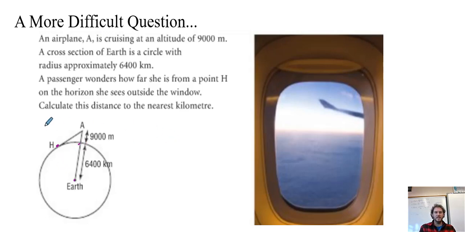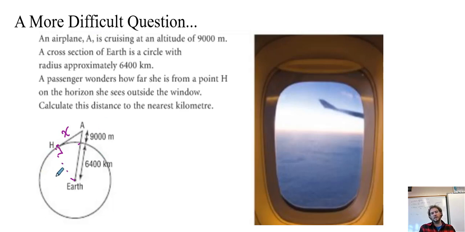So if I wanted to find the distance that she is away from that point, I can do that by using my property. If I draw in an extra line right here, this is my radius to that point of tangency. And what we know is that that is 90 degrees. So there's my right angle triangle. I can find this missing distance by using my Pythagorean theorem: a squared plus b squared equals c squared.